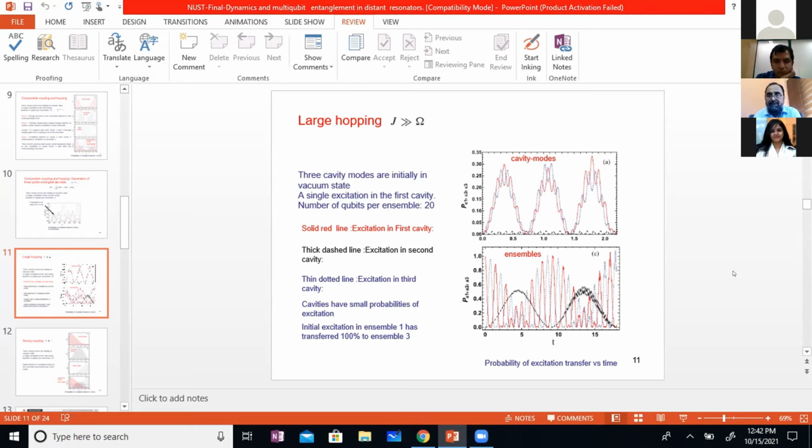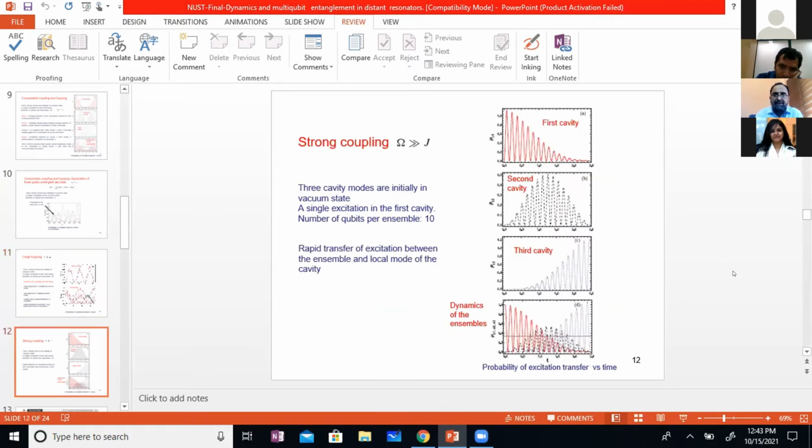The value in picture A goes up to 0.35, right? And the reason is obvious, because now hopping is dominating here. So initial excitation in the ensemble 1 has transferred 100% to the 3. Look at picture C, which shows the ensemble. So hopping is dominating. So all the excitation of the ensemble goes to the ensemble in the neighboring cavity, while the cavity fields are evolving, but obviously, and they have very small probabilities.